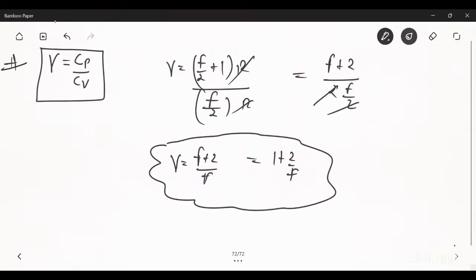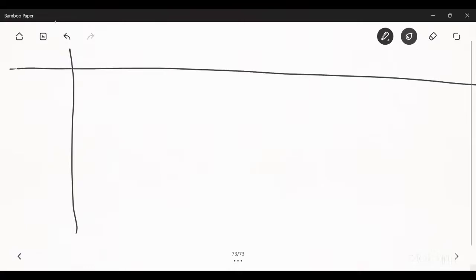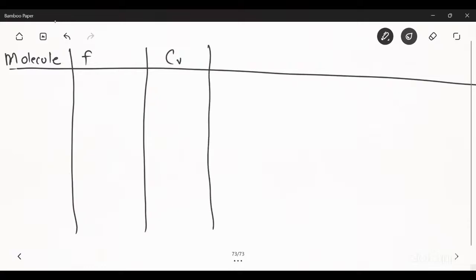Now I am making the table of all these things. Firstly I am writing the molecule, that means either it is monoatomic, diatomic, or polyatomic. The next column is for degree of freedom. The next column is for Cv. The next column is for Cp. The next column is for Mayer's formula, Cp minus Cv. The next column is for gamma.